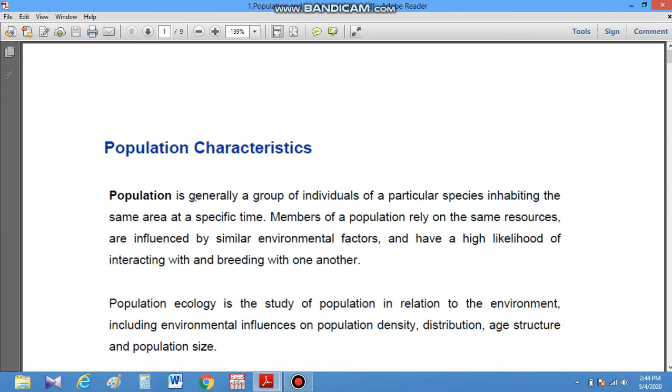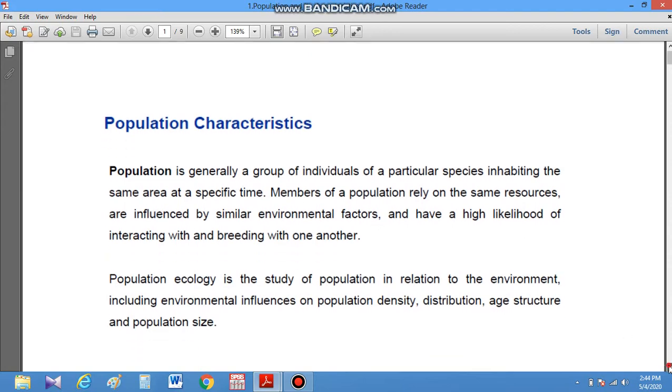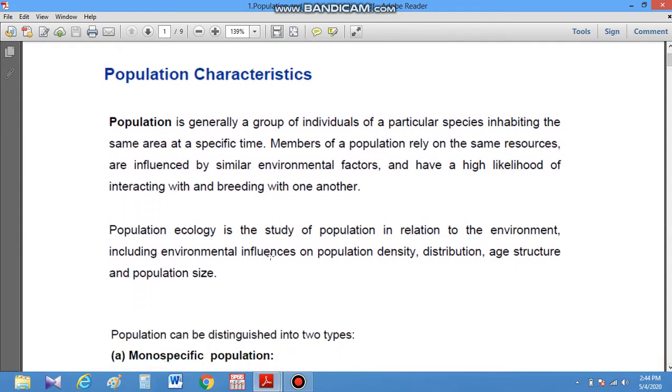Population is generally a group of individuals of the same species inhabiting the same area at a specific time. And ecology with reference to population is called population ecology, which deals with the effect of environment on the population, its distribution, its age structure, and its population size.